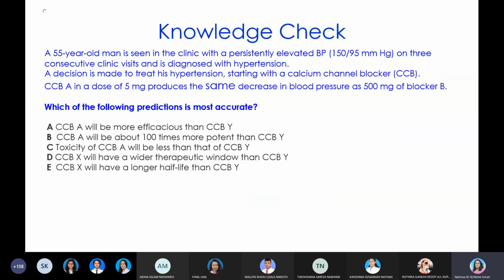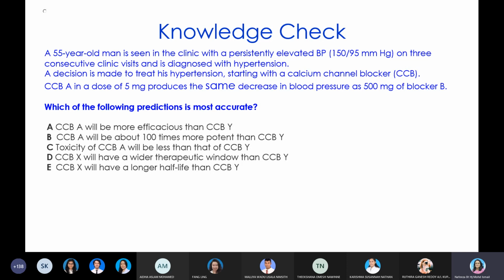A 55-year-old man is seen in the clinic with a persistently elevated blood pressure, right? It's 150 over 95 or thereabouts, but it's high on 3 consecutive clinic visits and he is diagnosed with hypertension. A decision is made to start a calcium channel blocker.